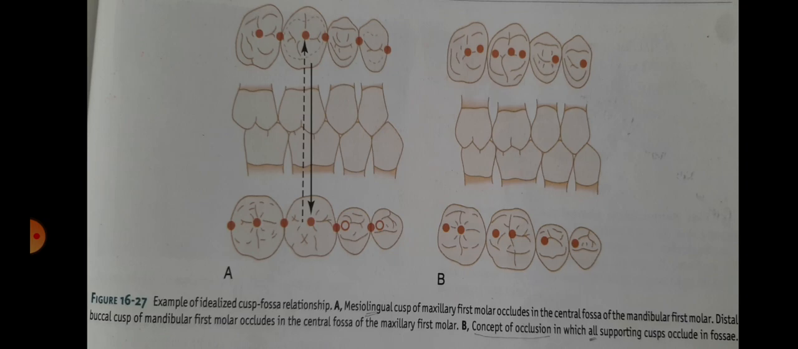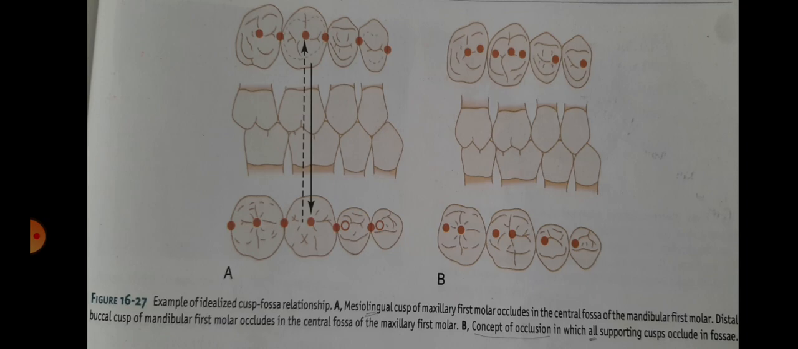The clinical application of the occlusal scheme of contacts shown in figure 16.27 is based on the concept of obtaining occlusal stability. That is, in the intercuspal position, as in clenching, occlusal forces should be directed along the long axis of the teeth.